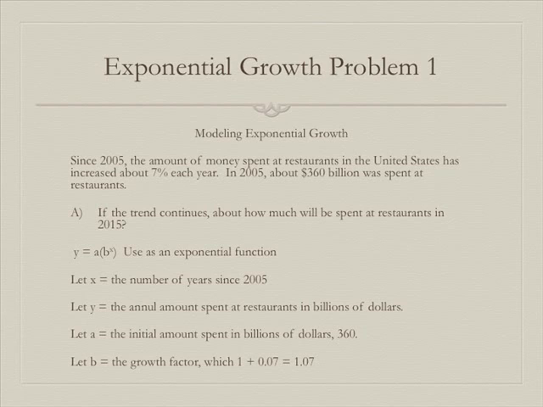We let y equals a times b to the x, which is an exponential function formula. Let x equal the number of years since 2005. Let y equal the annual amount spent at restaurants in billions of dollars. And we let a equal the initial amount spent, which is 360, and b equal the growth factor, which is 1 plus 0.07, which equals 1.07.